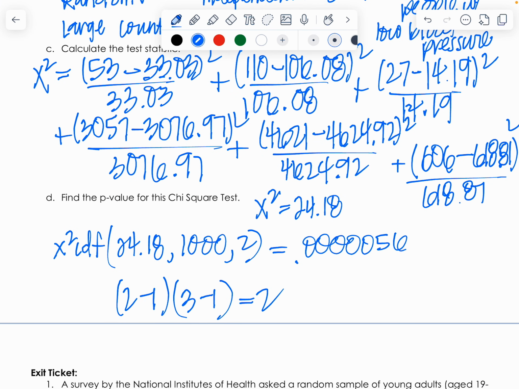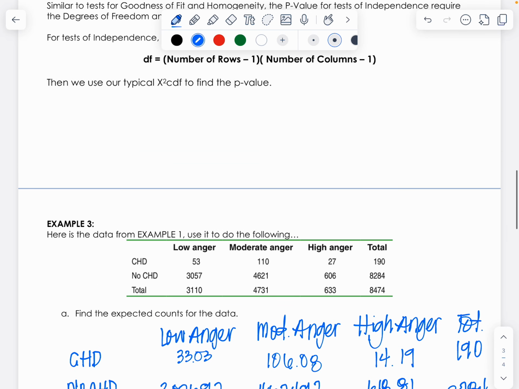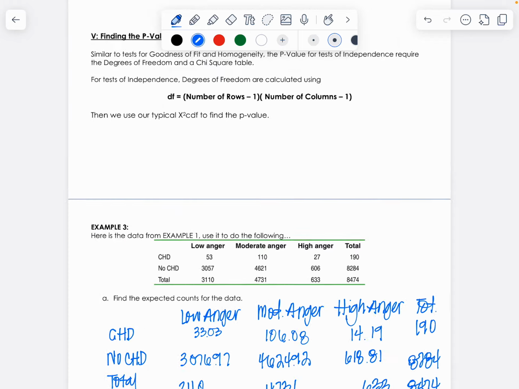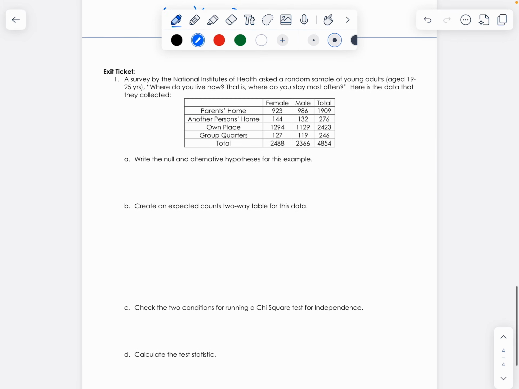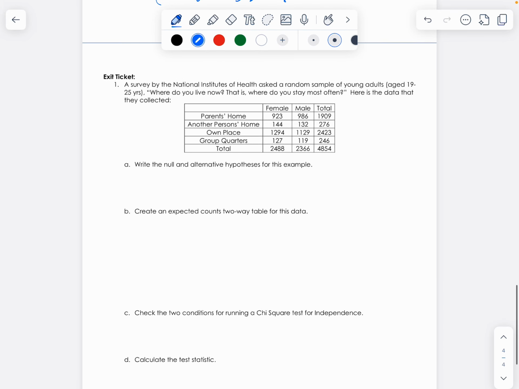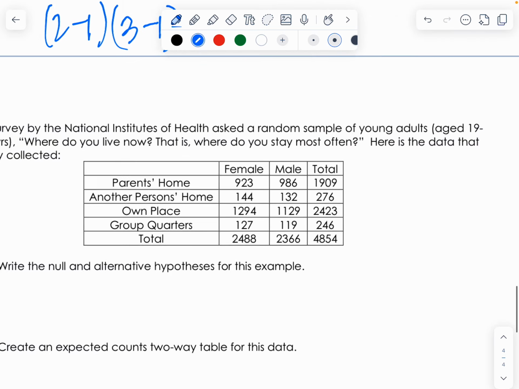All right, so that is a test for independence. Definitely, this would allow us to reject the null in favor of the alternate and therefore say that the level of anger you have does depend on whether or not you have coronary heart disease, or vice versa, that if you have coronary heart disease, that might change the probability that you have high, moderate, or low anger. All right, so you have an exit ticket here to do today, and hope it goes well.